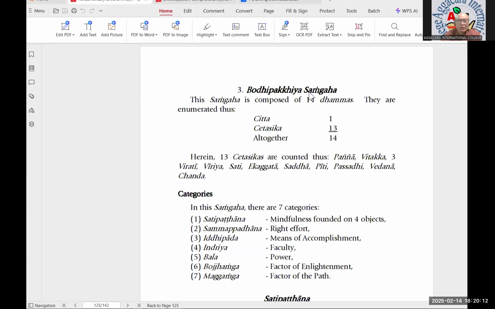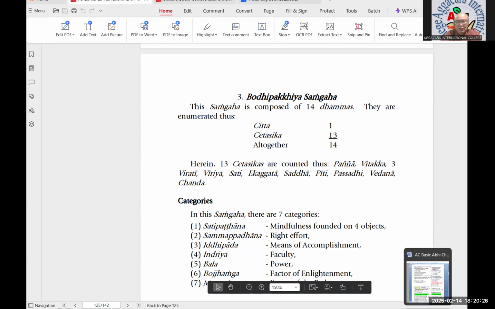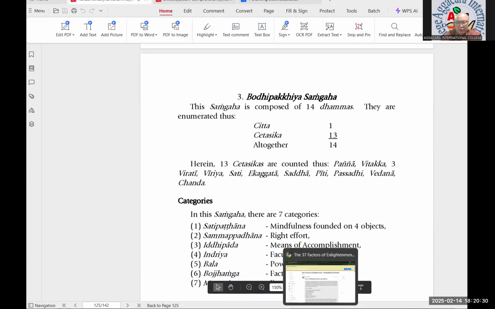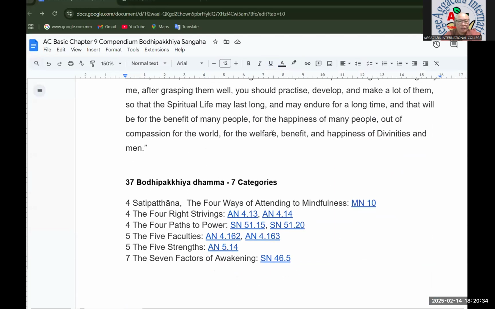Okay, so that's why the name is Bodhipakkhiya Sangaha. Bodhi is enlightenment. Pakkhiya has different translations. Sometimes they call it requisites of enlightenment. Sometimes they call it components of enlightenment. Okay, so you can write down yourself requisites of enlightenment or components of enlightenment. So later I'll show you this thing. Okay.